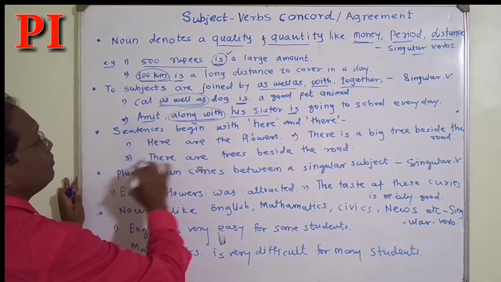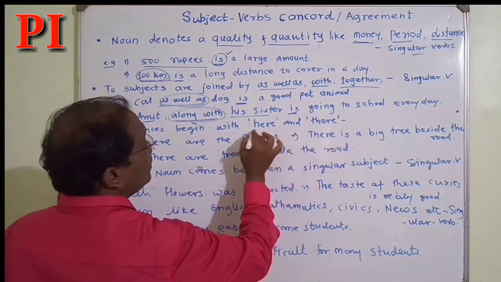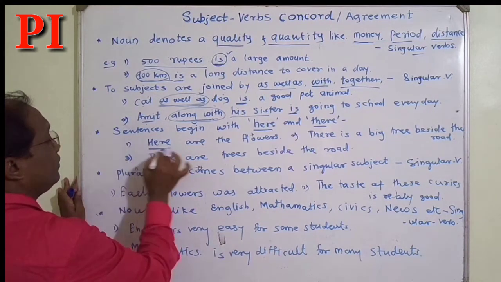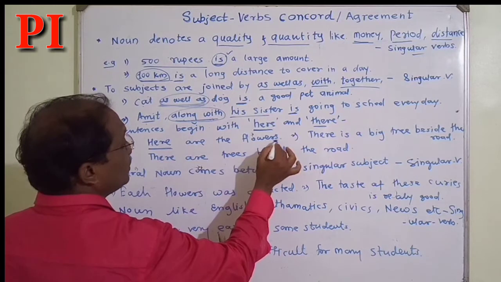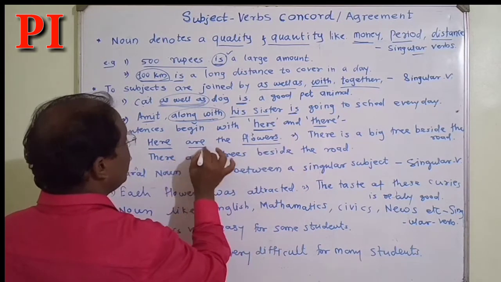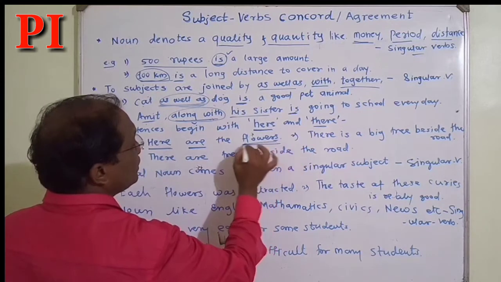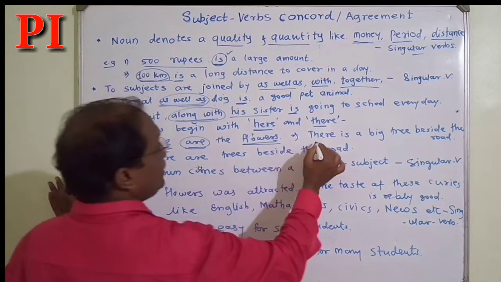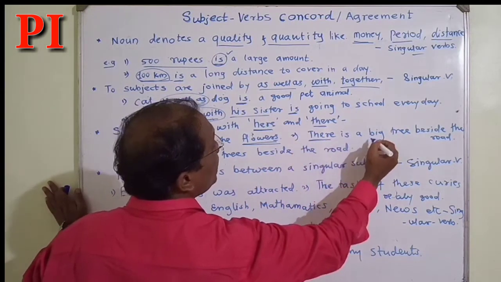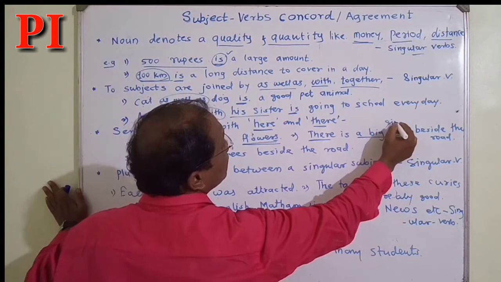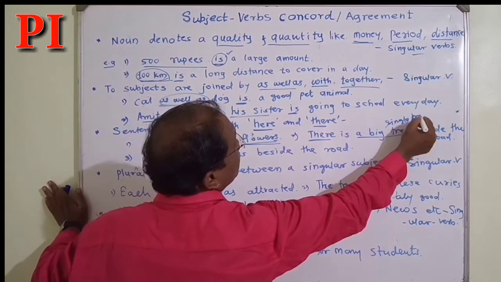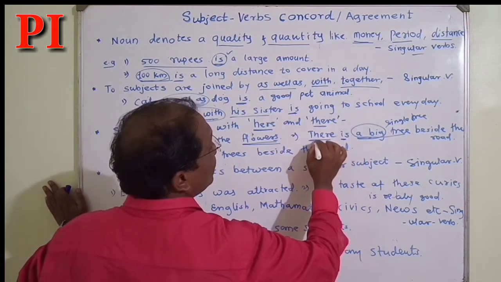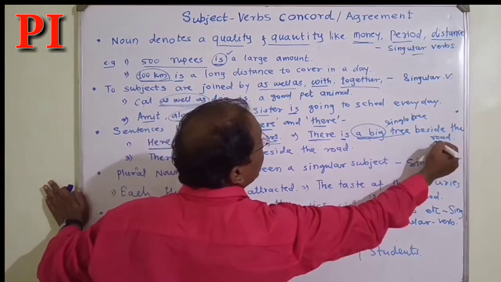Then sentences that begin with here and there. First sentence: Here are the flowers. Flowers is plural. That's why we use a plural verb form. Then second sentence: There is a big tree. A big means a single tree. Therefore, we use is here. There is a big tree beside the road.